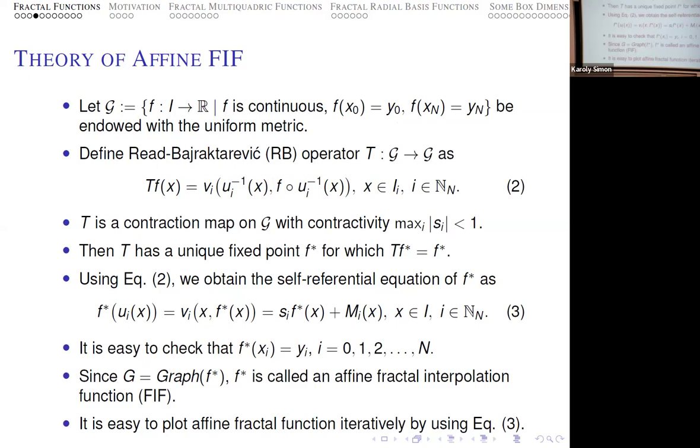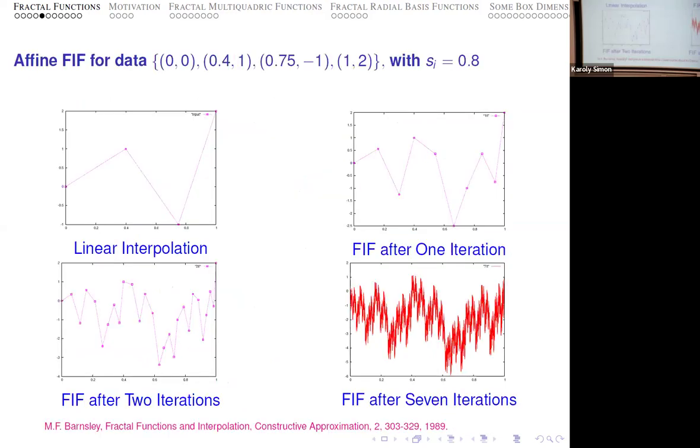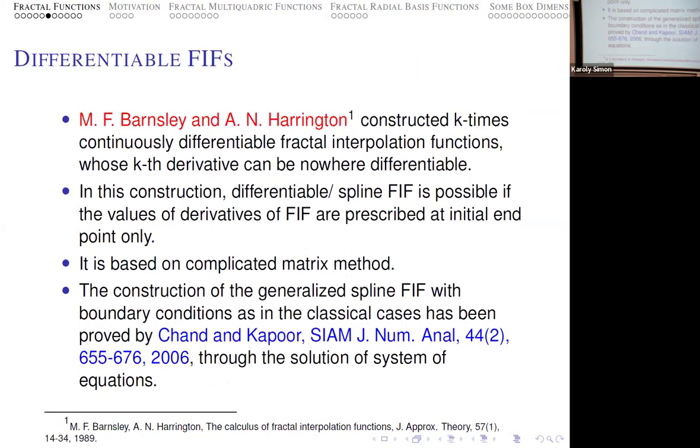And these fractal functions can be constructed iteratively. So if this is the data point, we'll get this fractal function after certain iterations. So this graph is self-affine in nature. In order to construct differentiable fractal interpolation functions, Barnsley and Harrington gave a formalism, but it is difficult to construct the fractal functions with different types of boundary conditions.